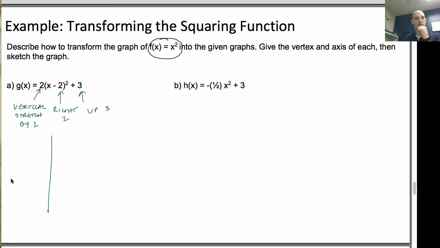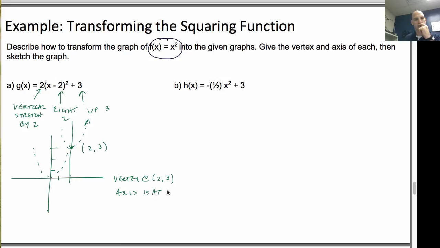Okay, so think about what this means for a minute. Let's just sketch our graph. At the very least, when I start out with my parabola at 0, 0, if I move it right 2 and then up 3, where's my vertex? Well, my vertex is now at 2, 3 because my translations took it there. That means my axis, which would in general go like this, is at x equals 2. It's the h value.